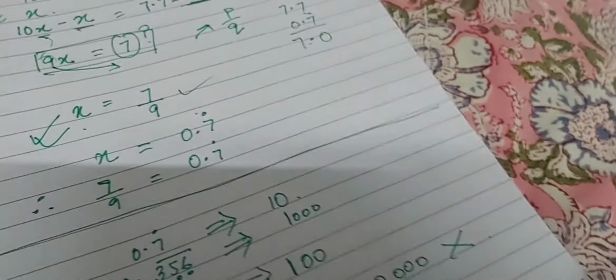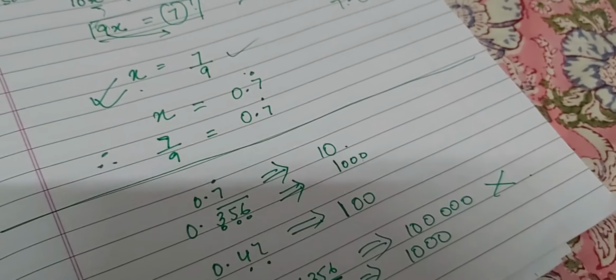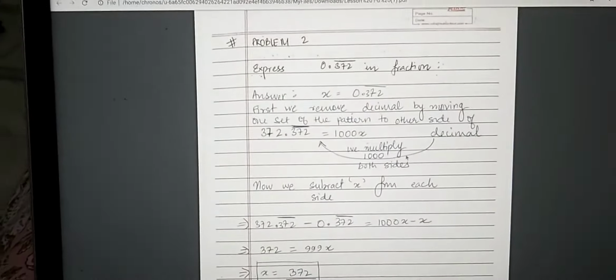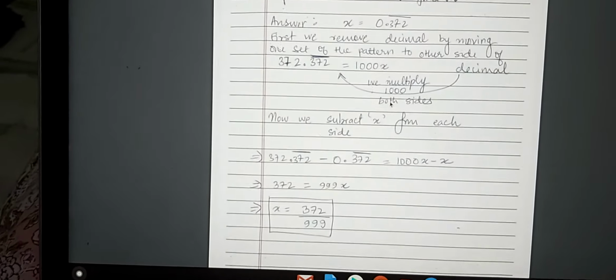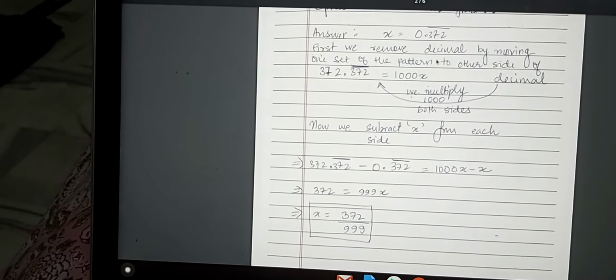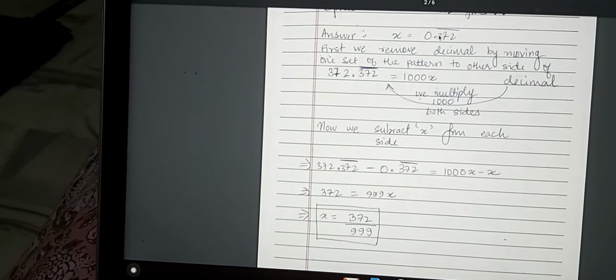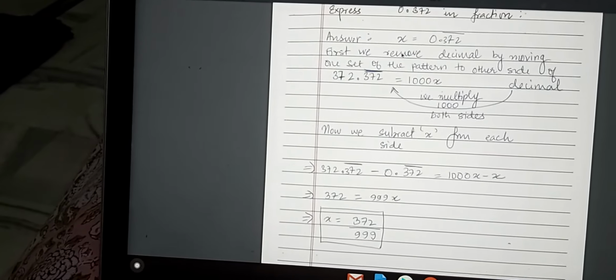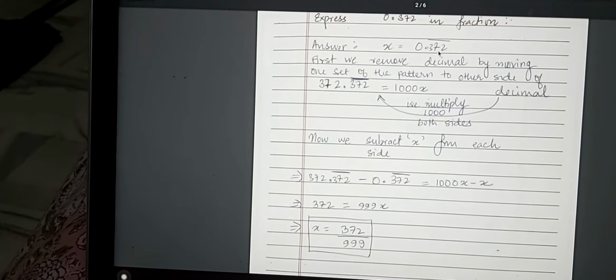Okay, now look at this. Now I've solved 3 sums like this for you to look at. Again same way, x is equal to 0.372 recurring. So 372 is there, which means I have taken 1000.